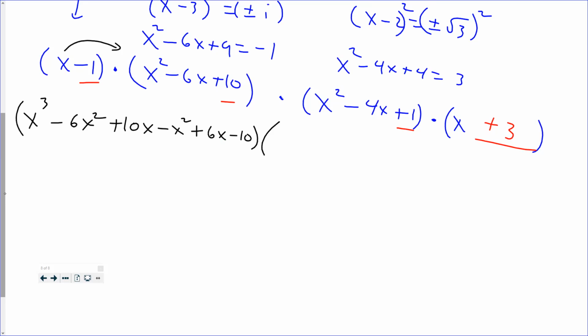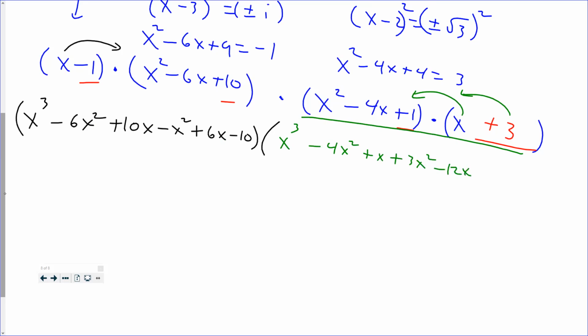If I multiply these two together, I'll distribute the x and then the 3. I get x cubed minus 4x squared plus x plus 3x squared minus 12x plus 3. I'm kind of working on both sides at the same time, trying to do these two together and these two together. This is to make it a little faster.